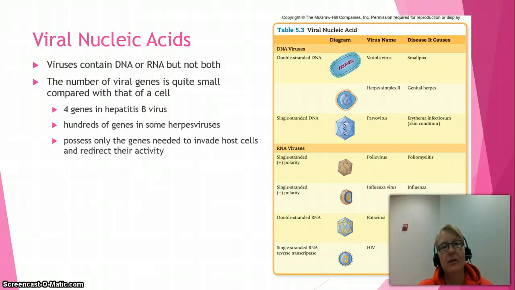Now, these viral genomes can vary widely in size. Viruses are expert packers. They only bring absolutely what they need to have. So, for instance, hepatitis B only has 4 genes because it's a very simple virus, whereas the herpes virus is a lot more complicated, and so it has hundreds of genes. So it just depends on the virus and how much genetic information they need to bring with them, but they don't bring anything more than what they absolutely need.